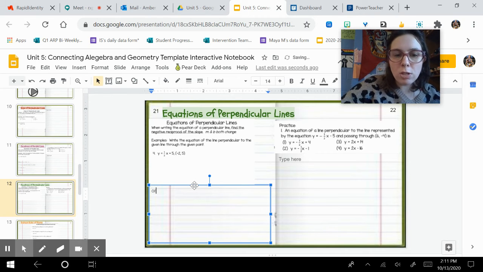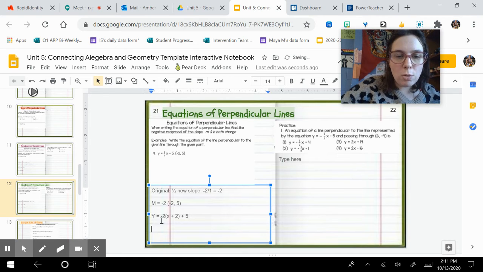So if my original slope is 1/2, that means the opposite will be negative. And then the reciprocal is the flip of 1/2, which is 2/1. So the new slope is -2/1, which is just -2. So our slope is going to be -2. And then the point is (-2, 5). So now we can use the point slope formula. So y equals -2 is our new slope, parentheses x. Now our x value is -2, so the opposite of -2 is +2. And then our y value is 5, so +5.